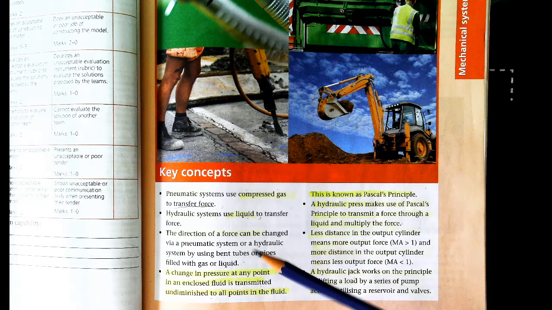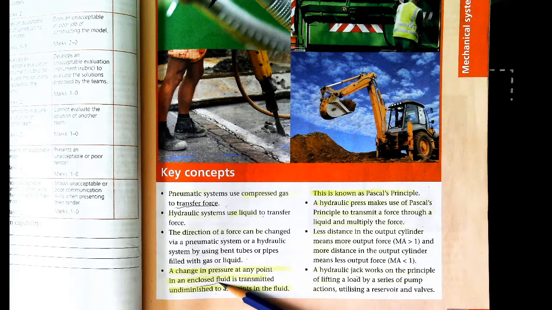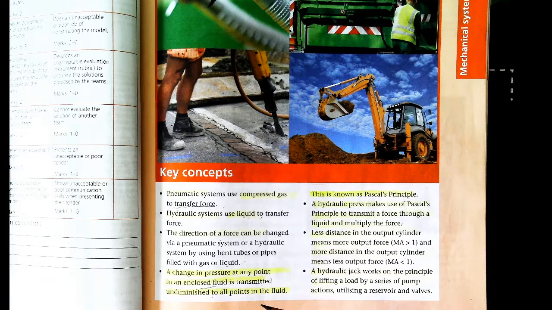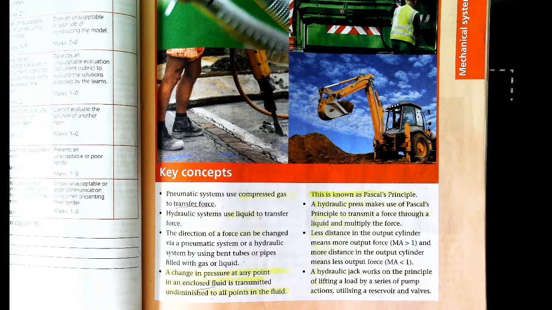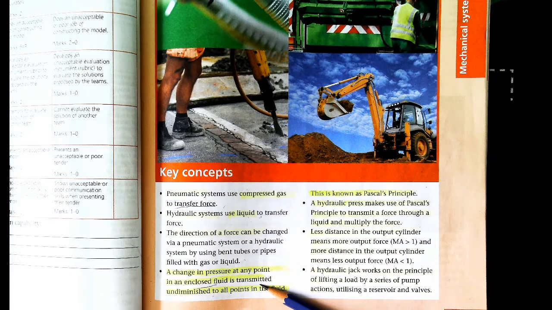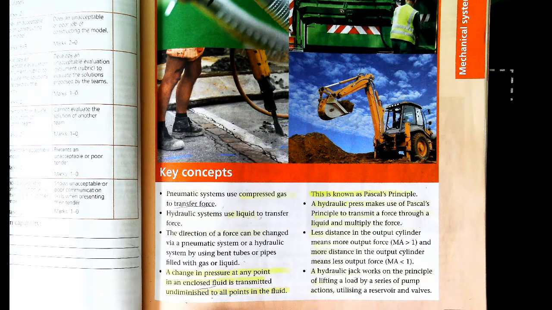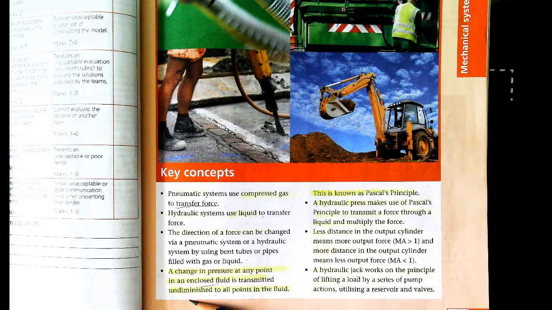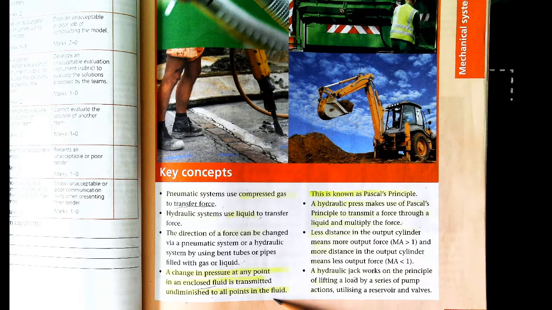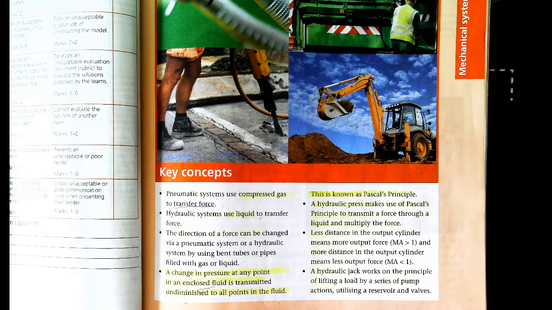For pneumatics and hydraulics to work, it is in an enclosed system, which means there's no open space where water can squirt out or air can go out. So it is transmitted, meaning passed on, undiminished. To diminish means to make smaller, so undiminished means without being made smaller, to all points of the fluid. Because pressure is force on surface area, it is passed on through all points.